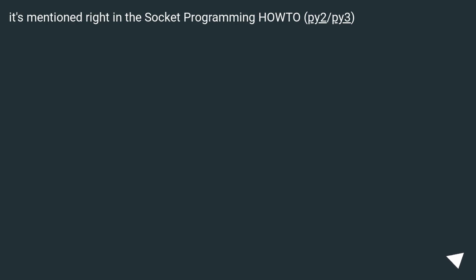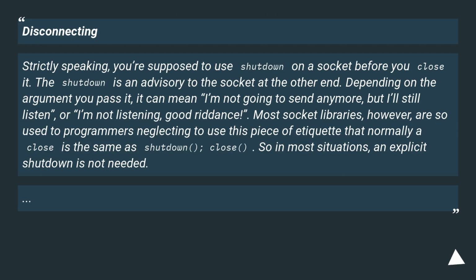It's mentioned right in the socket programming how-to, Python 2/Python 3. Disconnecting. Strictly speaking, you're supposed to use shutdown on a socket before you close it. The shutdown is an advisory to the socket at the other end. Depending on the argument you pass it, it can mean I'm not going to send anymore, but I'll still listen, or I'm not listening, good riddance. Most socket libraries, however, are so used to programmers neglecting to use this piece of etiquette that normally a close is the same as shutdown, close. So in most situations, an explicit shutdown is not needed.